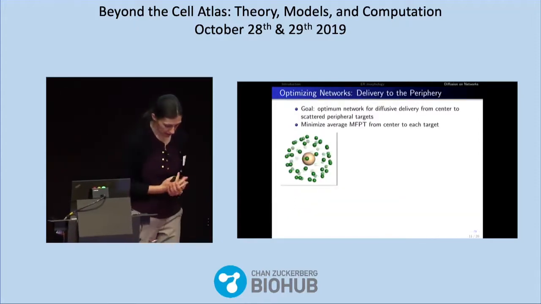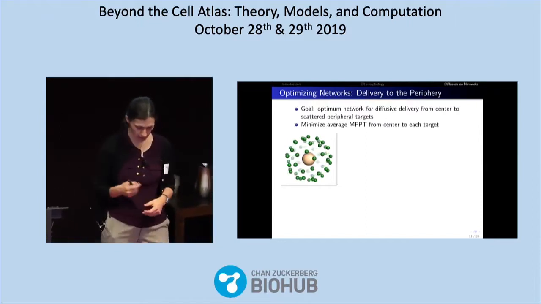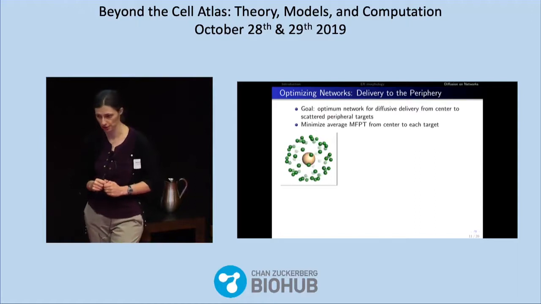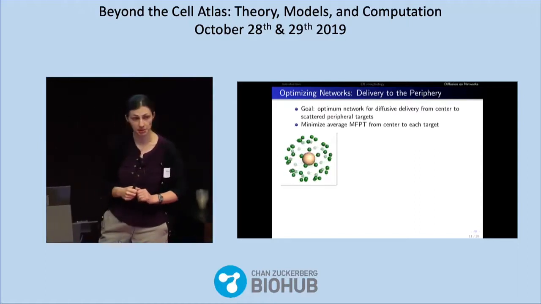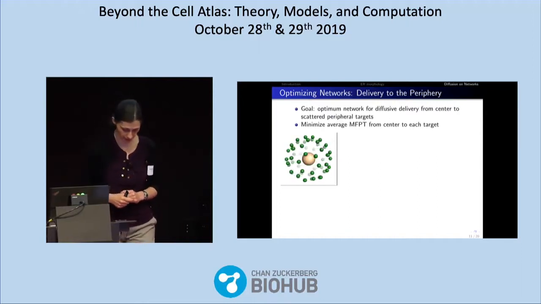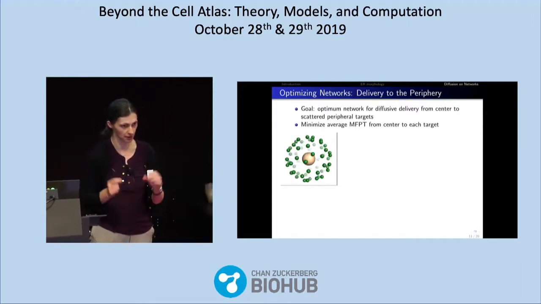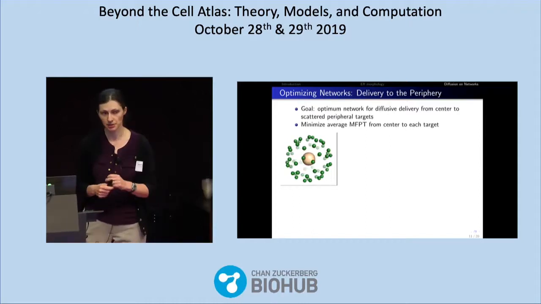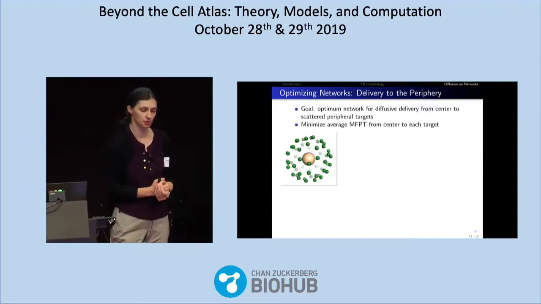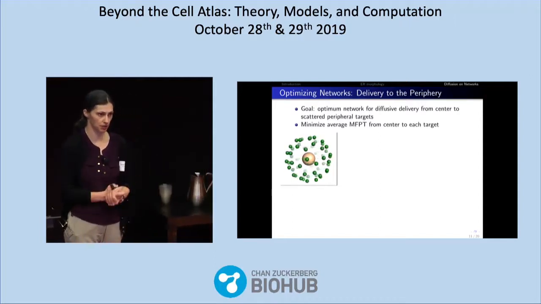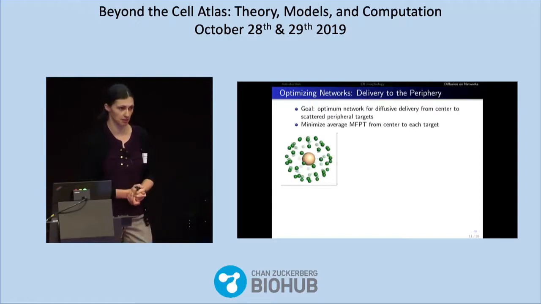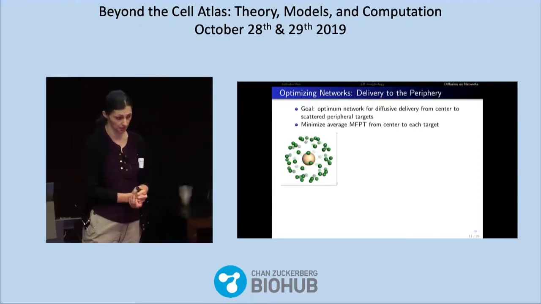All right, now because we have an analytical approach of getting these mean first passage times, we can ask some fun questions about optimizing over network structures as well. So the simplest sort of optimization problem we could come up with is an issue of peripheral delivery. Suppose you have a bunch of particles starting in the center of the cell, and you have a bunch of targets scattered throughout the cell periphery. And you want to design a network to diffusively deliver particles to each of those targets as quickly as possible. So we want to minimize the mean first passage time of particles to each of those targets in the periphery.